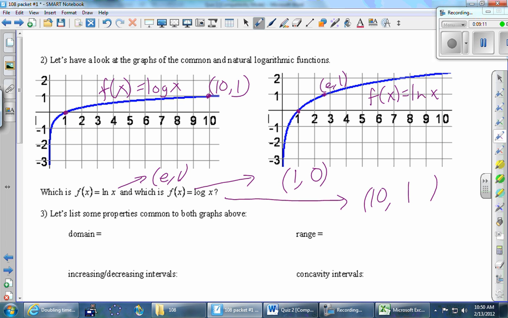So the graphs are quite similar. If I just asked you to sketch ln of x and you drew one or the other, I'd give you full credit. They're pretty much the same graph. The log graph, the first one, grows a little bit more slowly than the ln one does, but they have a lot of commonalities. So let's go to 3, Allie.